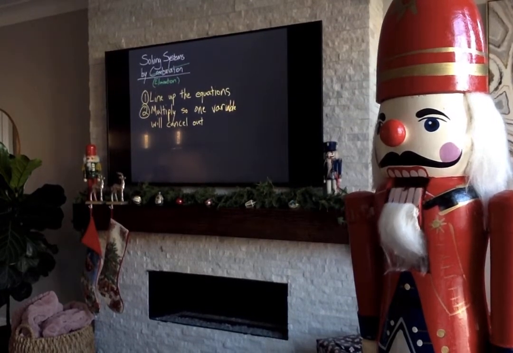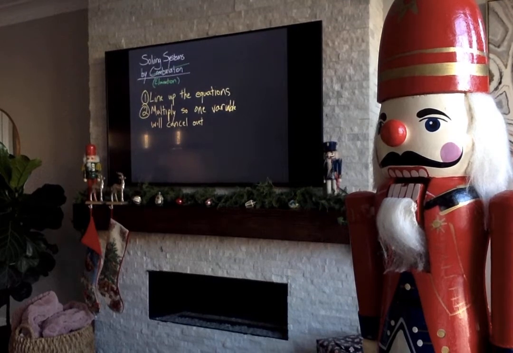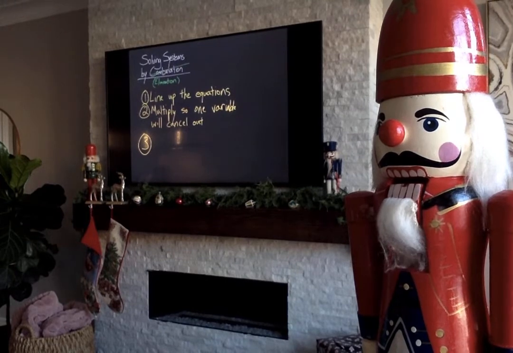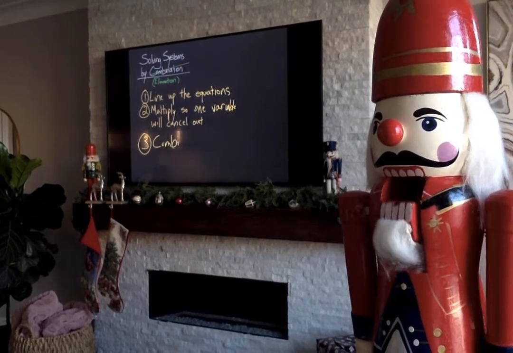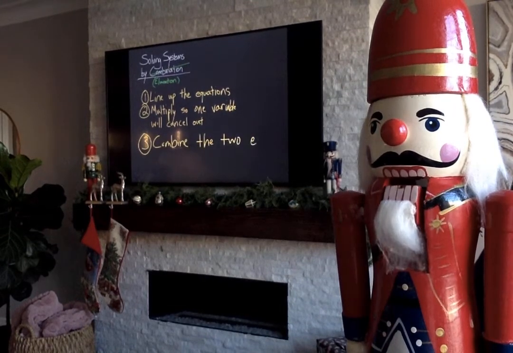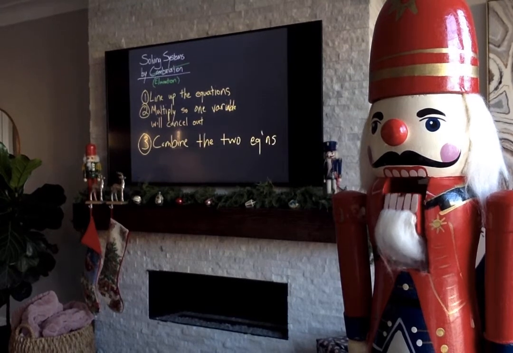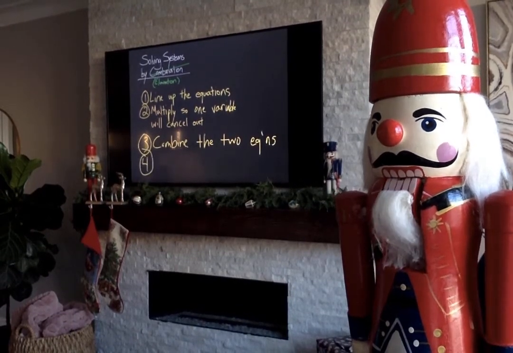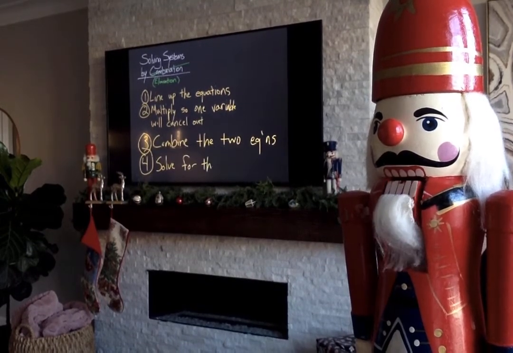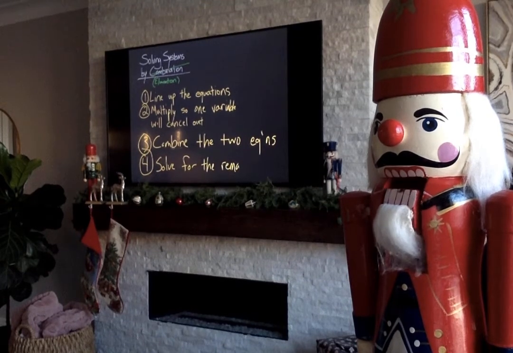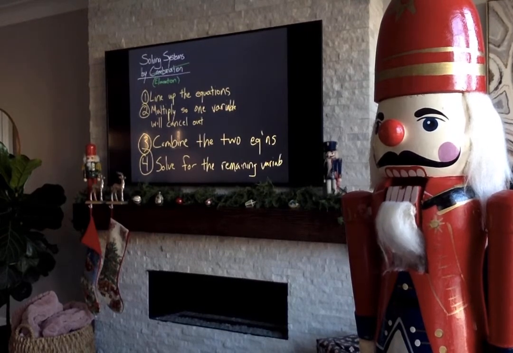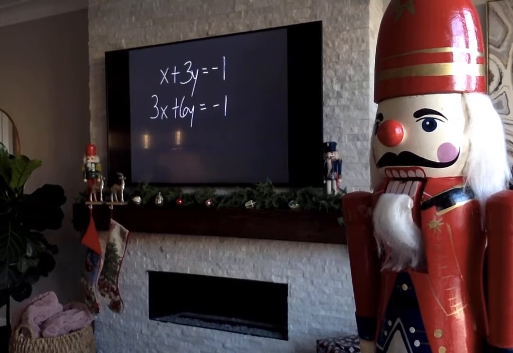All right? Now, after we get one of the variables to cancel out, we are then going to combine the two equations together. So, I mean that you will literally smush the two into one equation. Step 4, solve for the remaining variable, and then you will be able to finish the problem just like we did in the substitution method. Okay?